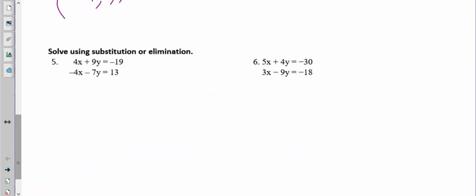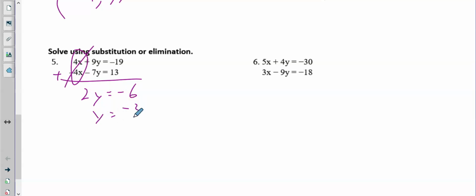Here you get to choose, but elimination is really going to be easier here because you already have a 4 and negative 4. So if I add straight down, I'm ready to go. 9 minus 7 is 2y. 13 minus 19 is negative 6. So y is negative 3.